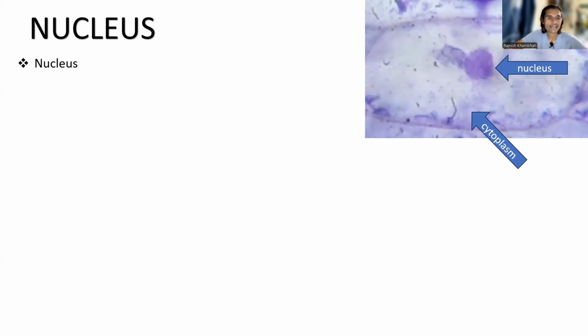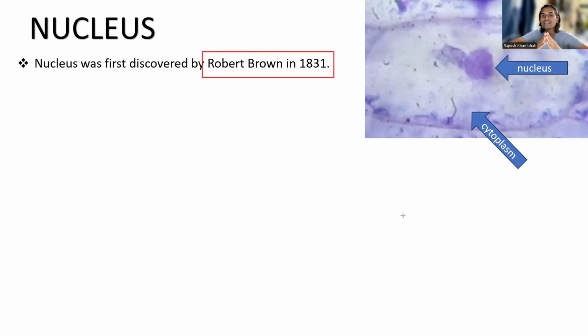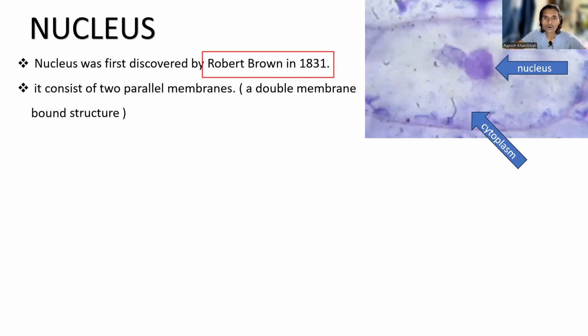What is the nucleus? It was first discovered by the scientist Robert Brown in 1831. It consists of two parallel membranes. I will give you the diagram also. It's a double membranous structure, and it is normally always present in the center of the cell's cytoplasm. You can see this in the diagram.